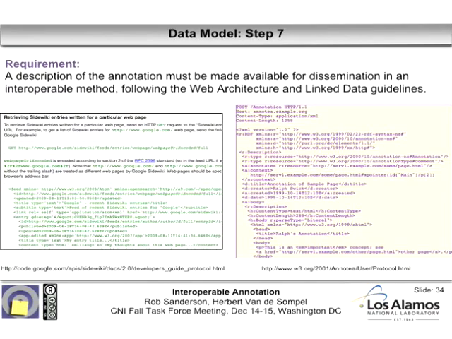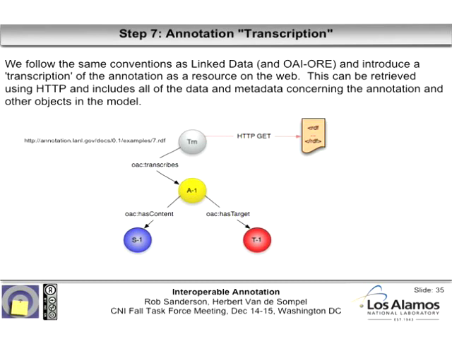Step seven, the obvious last step, is that once we've got all of this model, we then need to be able to interact with it. We need a description, which we call a transcription, of the annotation event. Google has Sidewiki with a whole bunch of XML. Annotea also has a description property. We use the same conventions as linked data, and hence ORE, and introduce this sort of transcription node, which is a resource that you can get to anywhere on the web.